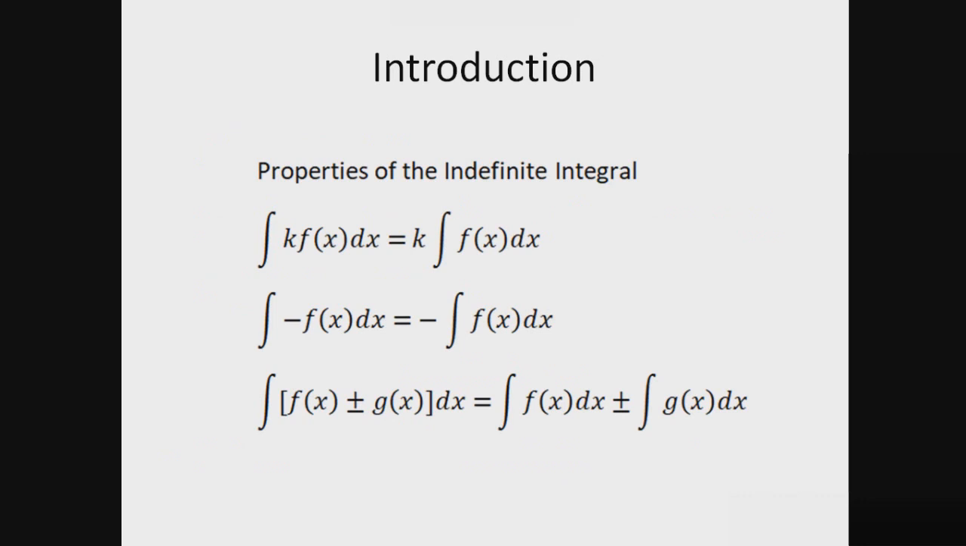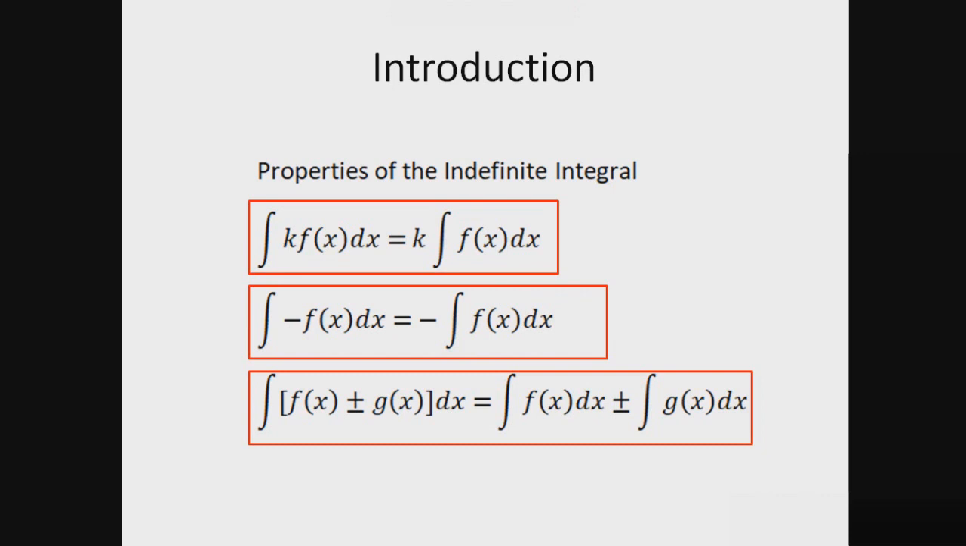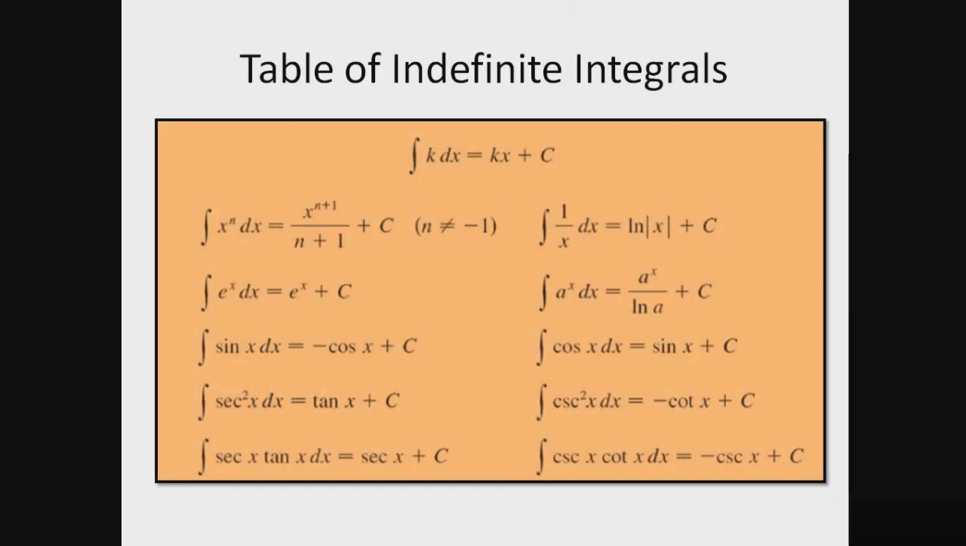Now, let's learn about the properties of the indefinite integral. The first property is that the integral of k multiplied by f(x) dx is equal to k multiplied by the integral of the integrand. Meaning that we can always put the constant k outside the integral. The second property is similar to the first property. We have to put the negative sign outside of the integral. And then the last property is that for any addition or subtraction, we can actually separate it like this.